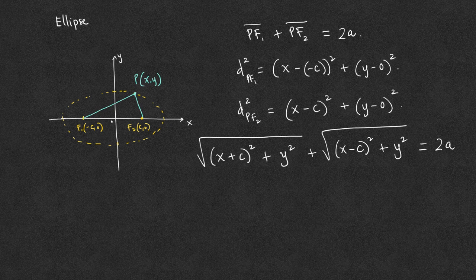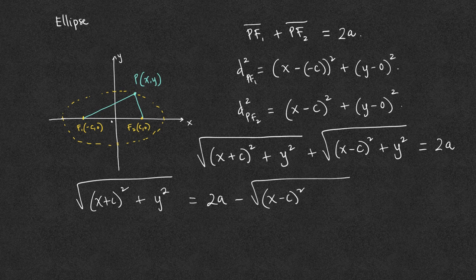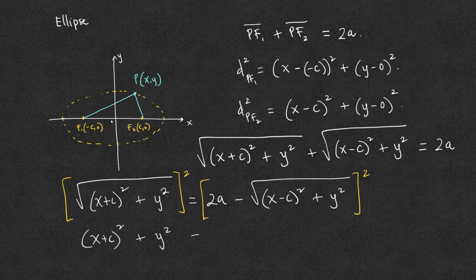To simplify this, we first need to isolate one of the square roots. If we keep the square root of the quantity x plus c squared plus y squared on the left-hand side, then we have 2a minus the square root of the quantity x minus c squared plus y squared on the right. We then square both sides of this equation. If we square the left-hand side, then the square root and the square cancel out, leaving us with x plus c, the quantity squared, plus y squared.